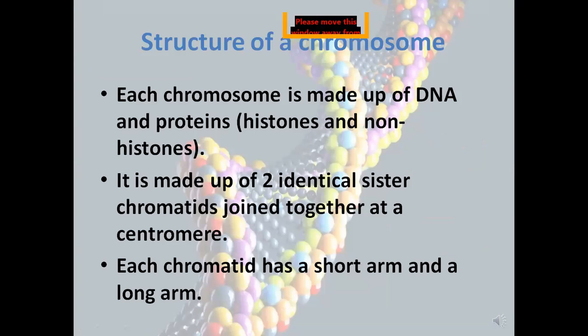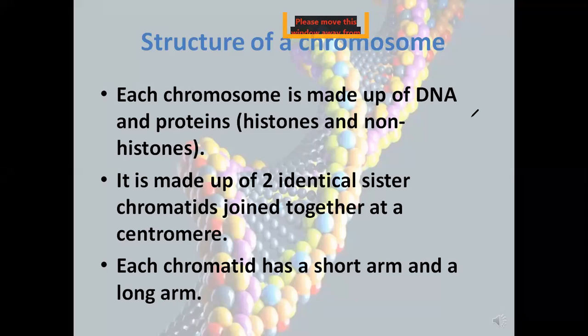Each chromosome is made up of DNA. DNA is the deoxyribose nucleic acid. This is the DNA. It's responsible for the genetic information. So each chromosome is made up of DNA, and it's composed of proteins called histones and non-histones. I'm not going to talk about histones and non-histones, but I'm going to talk about DNA. So DNA is the deoxyribose nucleic acid. It's made up of two identical sister chromatids joined together at the centromere.